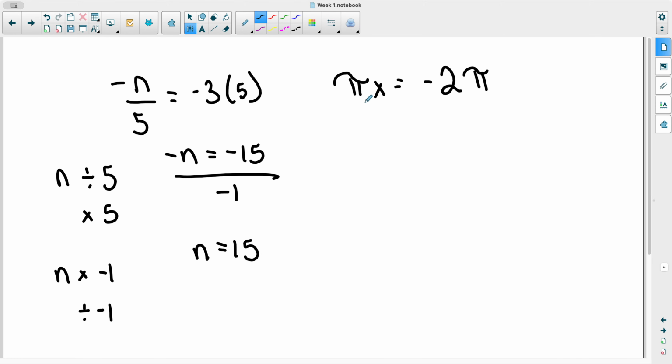We're going to solve for x. And so what is happening to x? X is being multiplied by pi. And you have to remember, pi is a number. It's basically 3.14. So we can divide that. So we're going to have x divided by pi. That means x is equal to -2.